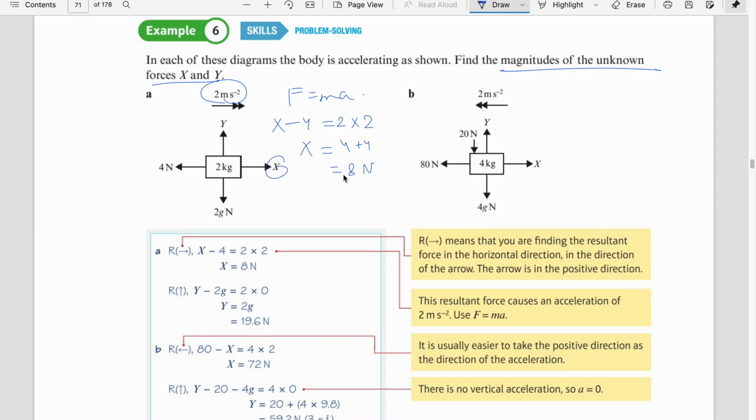So x is 8, and for y, because it is not accelerating in the upwards direction, it should be equal to the downward force. So y is equal to 2g. And the value of gravity is 9.81, and we are taking 9.8 only.